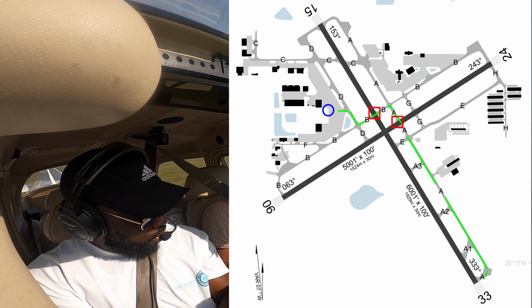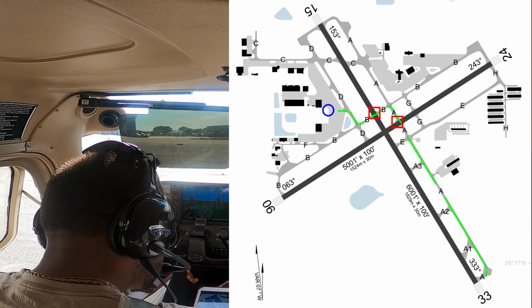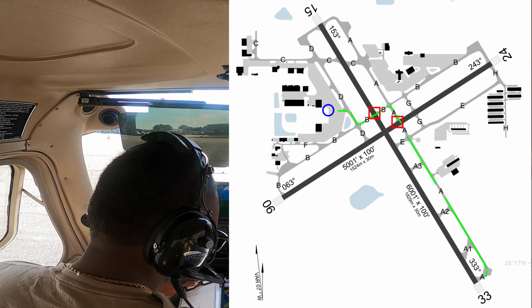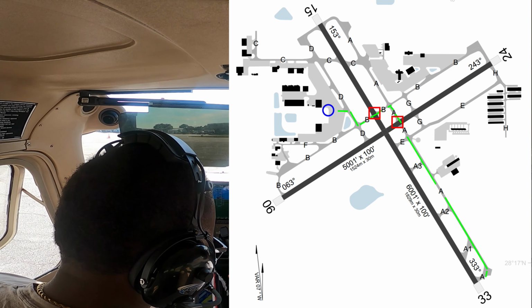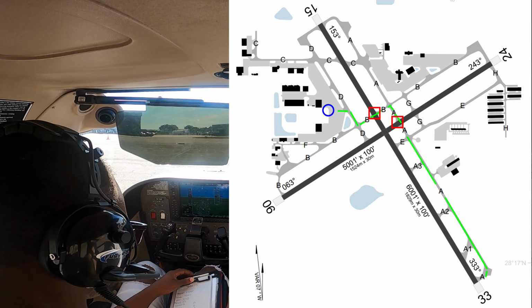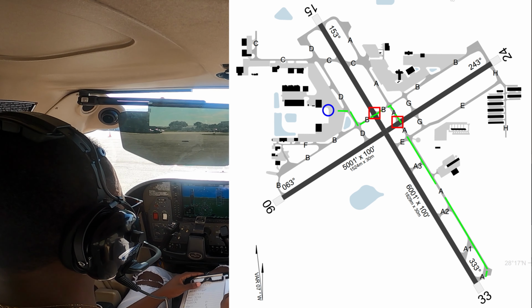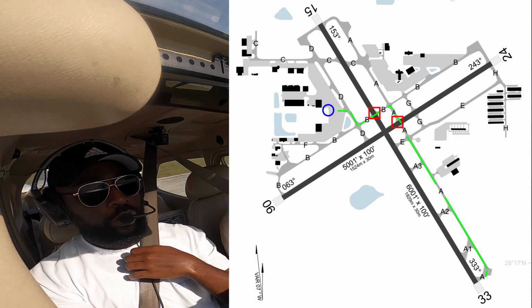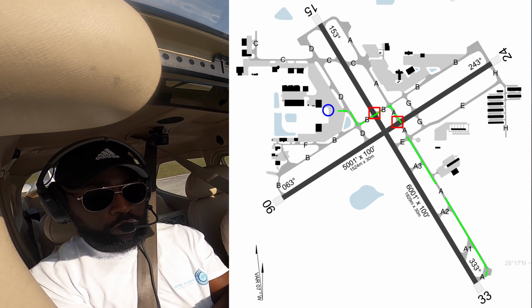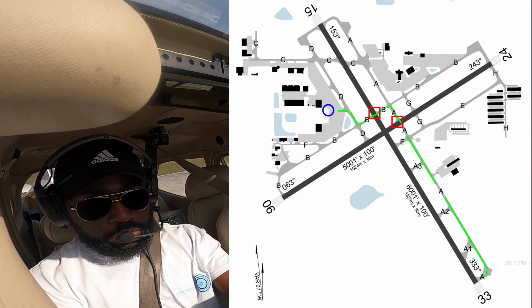So on another day, it could have easily been taxi from Delta to runway 15 if runway 15 was active, or it could be taxi via Delta Bravo to runway 6, just to give you different permutations of the type of instructions you could get.